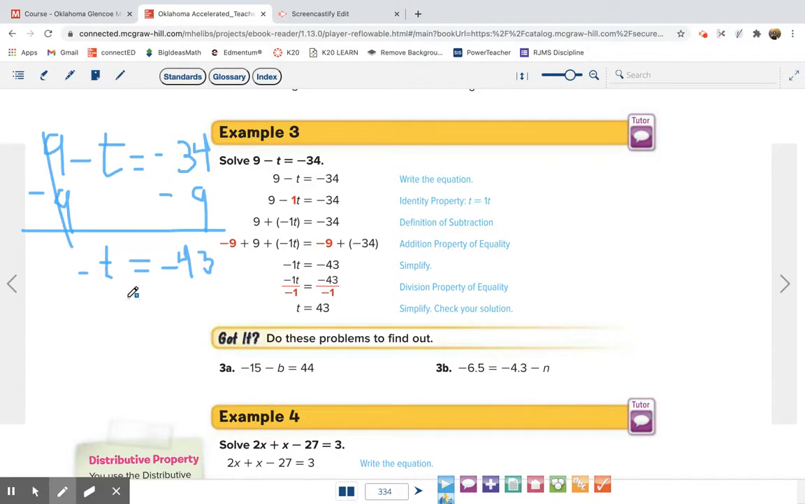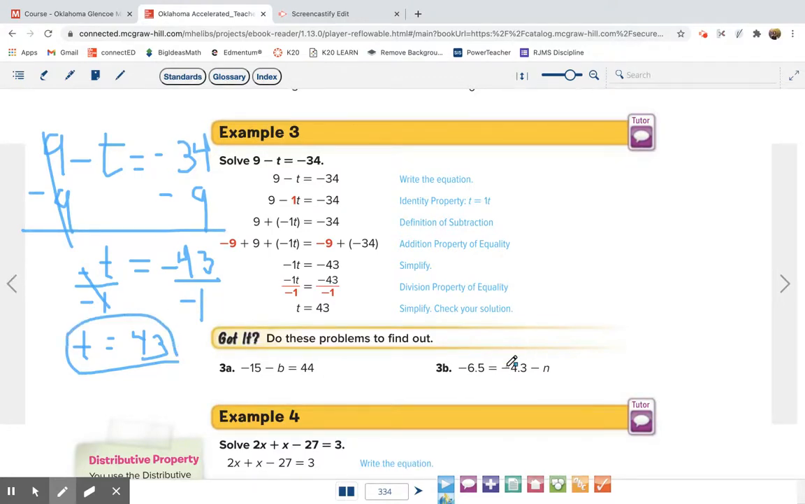So now, we are not done. We have to solve for just t, not negative t. So that essentially means -1t. That's how that would read. So we would divide both sides by -1 to get rid of the negative sign. All that does is it changes the sign of everything. So instead of -43, a negative divided by a negative is positive. It is now positive 43.